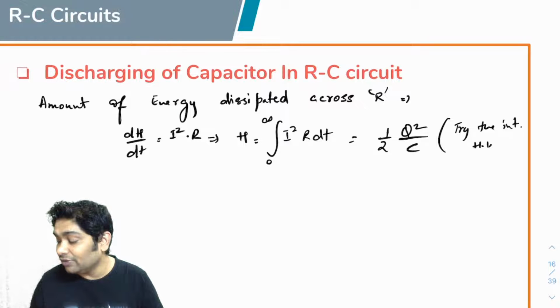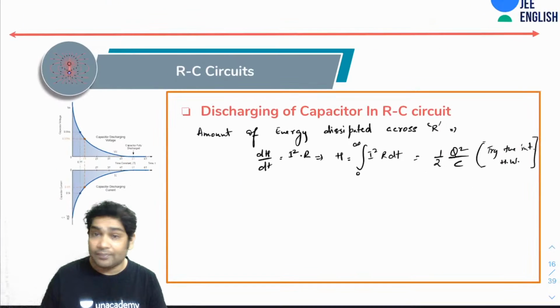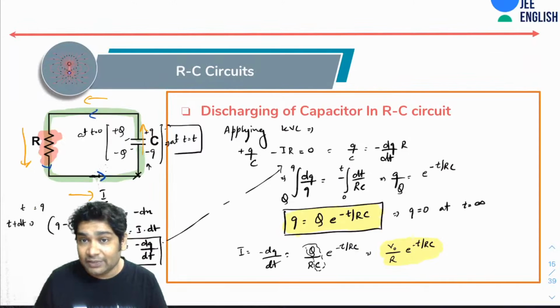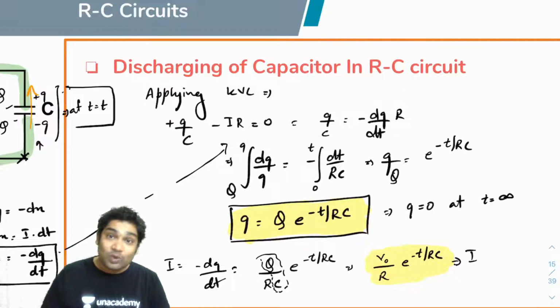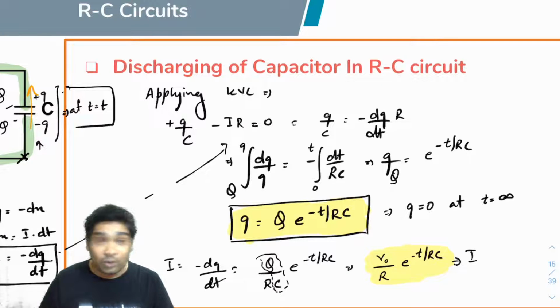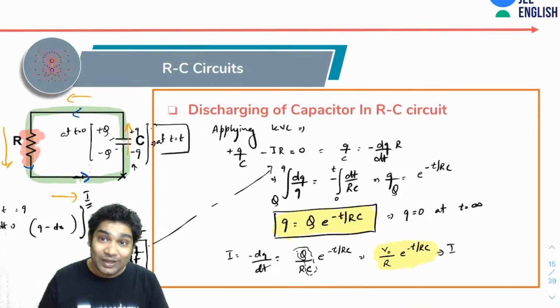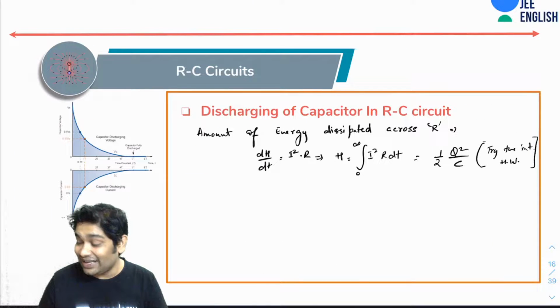That is homework for you. You already know the expression for I. I have derived the expression for I. This is what I is. Now all you have to do is integrate I square R dt from 0 to infinity. When you do that, you will realize you are getting your answer as Q square by 2C.